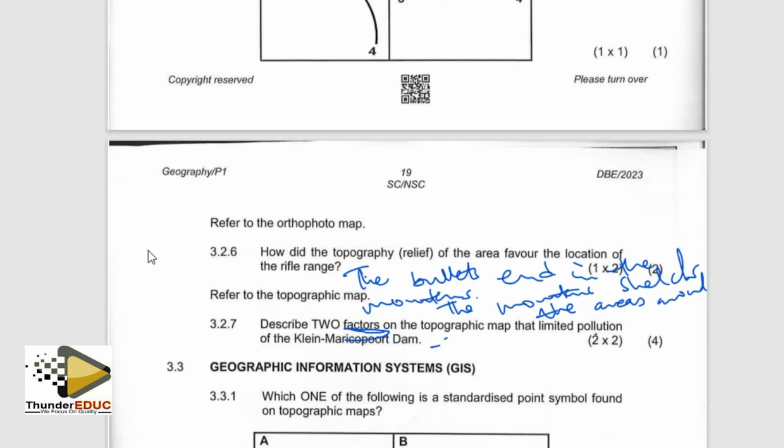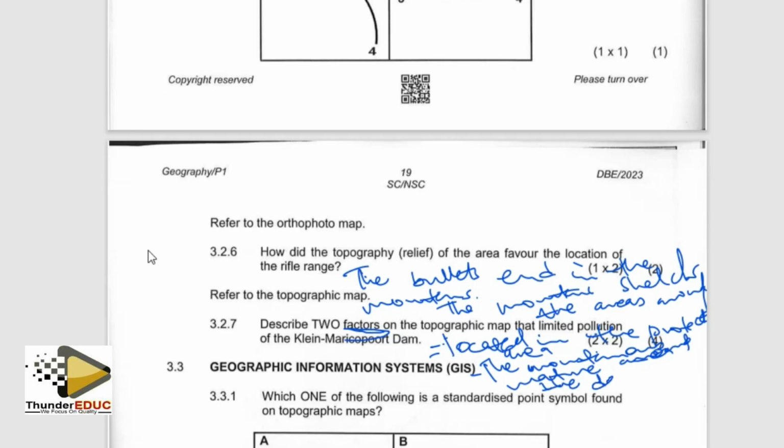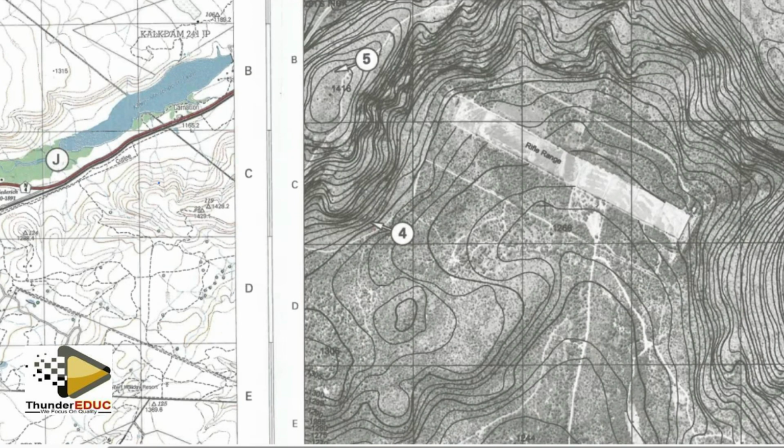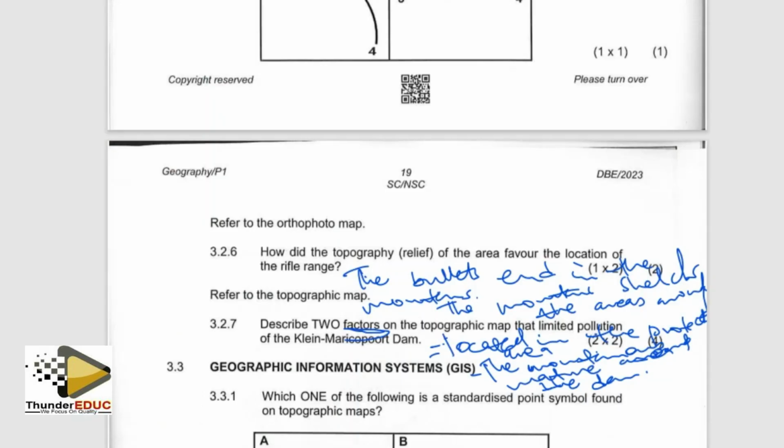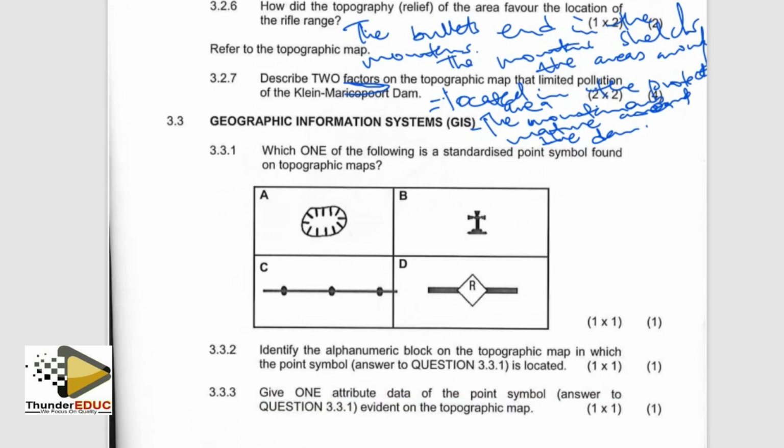So here we shall say the two factors are: it is located in the protected area, so there is no accessibility at any time. Number two, the mountainous nature around the dam. That means it limits people's settlement. Therefore, there will be less pollution in the area or on the dam.